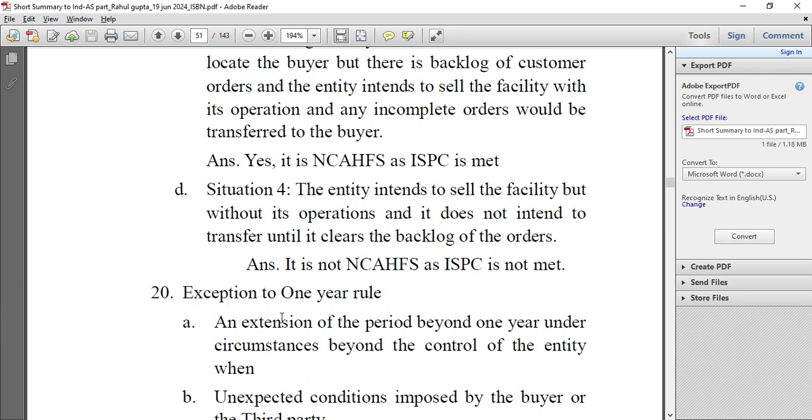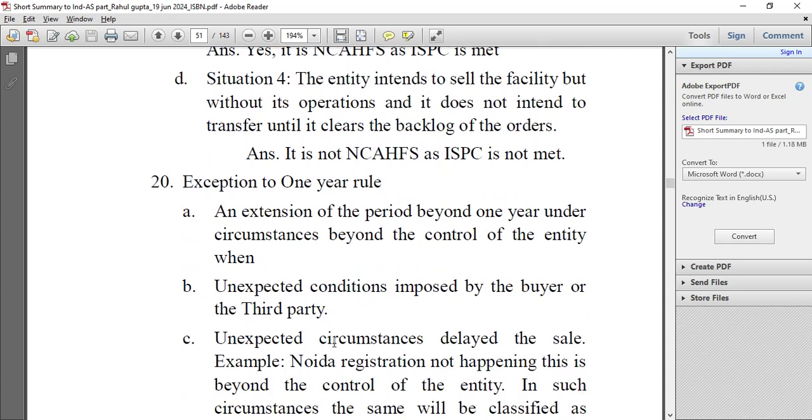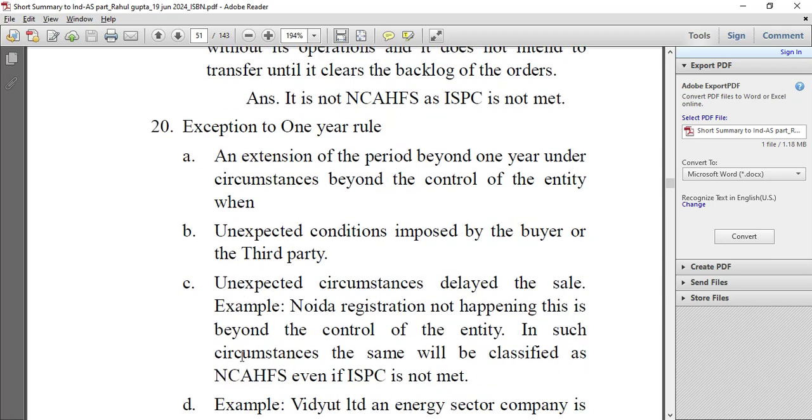Exception to the 1 year rule: an extension of the period beyond 1 year under circumstances beyond the control of the entity. Unexpected conditions imposed by the buyer or a third party, or unexpected circumstances delayed the sale. Example: Noida registration not happening. This is beyond the control of the entity. In such circumstances, the asset will be classified as NCA-HFS even if the ISPC is not met.